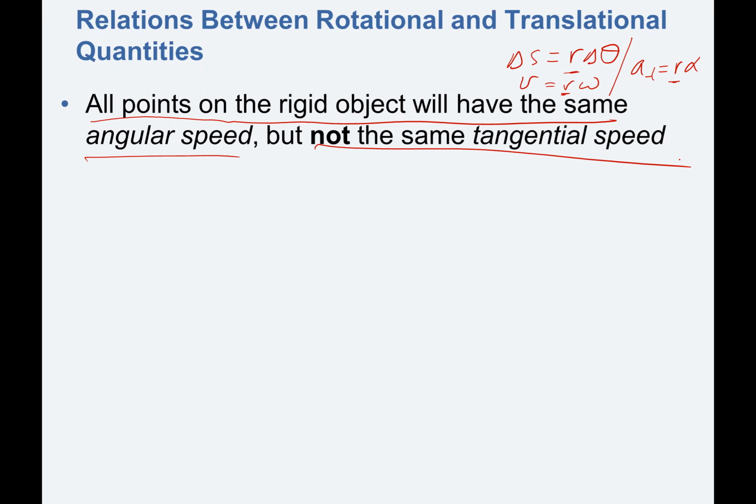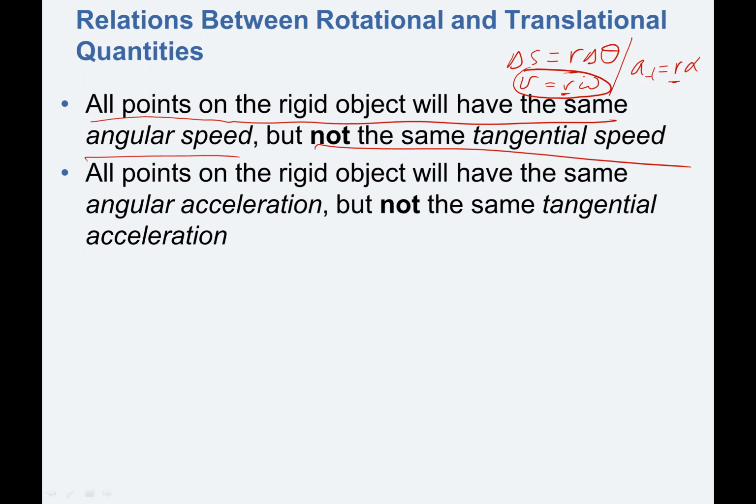That's right, because the tangential speed equals angular speed times the position of the object. If you have two or three objects at different positions with respect to the axis of rotation, they have different tangential speeds. All points on the rigid object will have the same angular acceleration, but not the same tangential acceleration. Again, alpha is the same for all, but the tangential acceleration is not, because it's position times alpha.